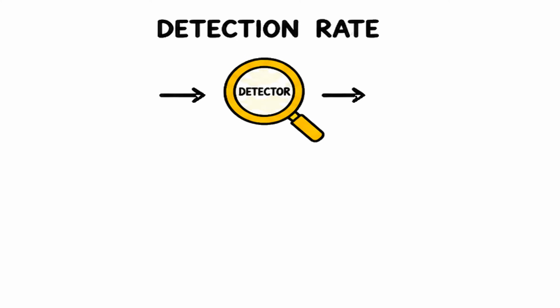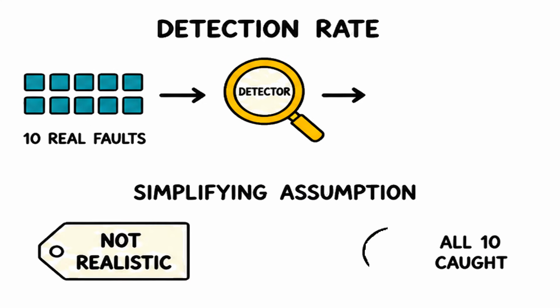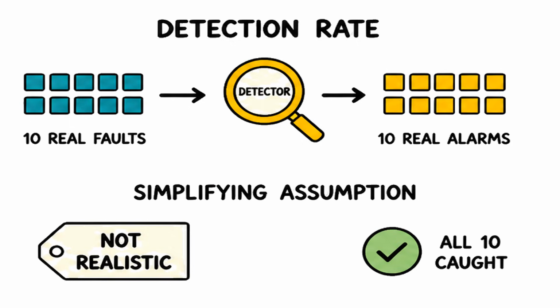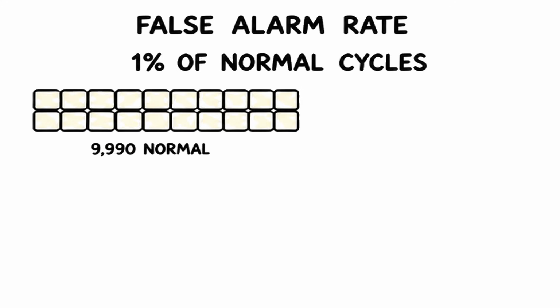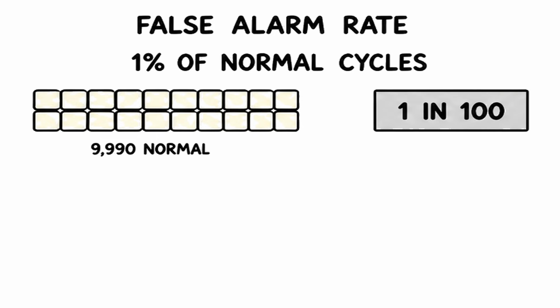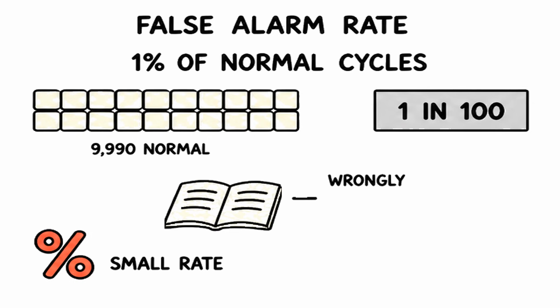For visual simplicity, assume the system detects all 10 real faults. That is a simplifying assumption. Real detection is never perfect. Each real fault triggers a genuine gold alarm signal. Now watch the normal group. Among 9,990 normal cycles, the false alarm rate is 1%. A false alarm means a normal cycle wrongly flagged as a fault.